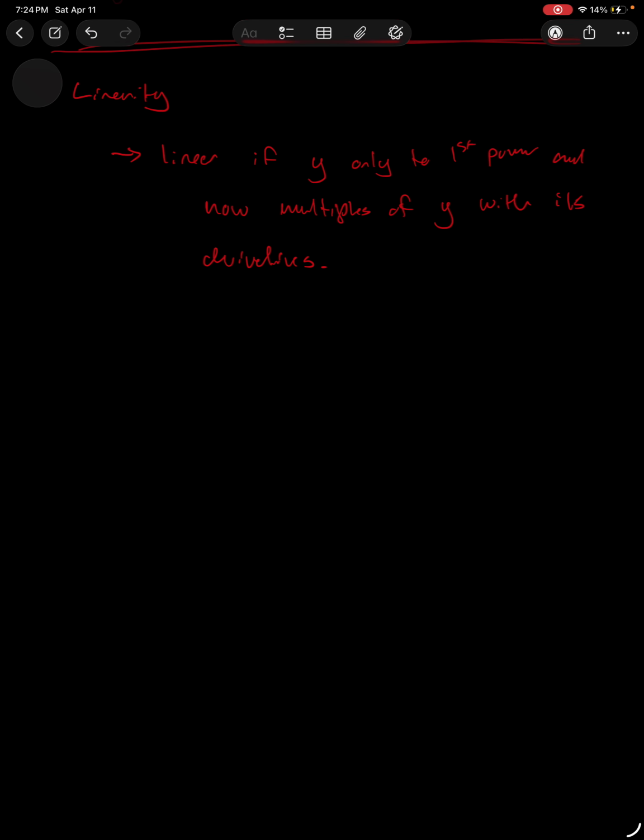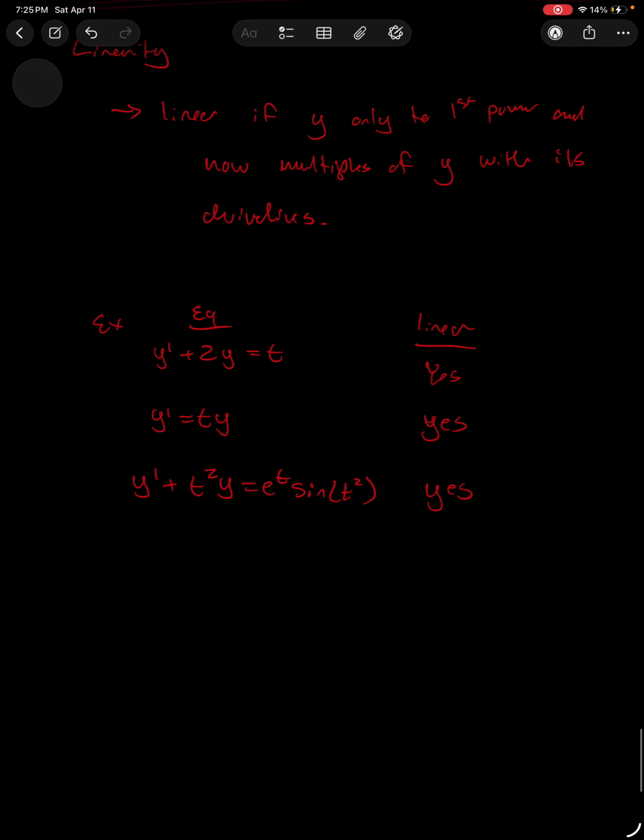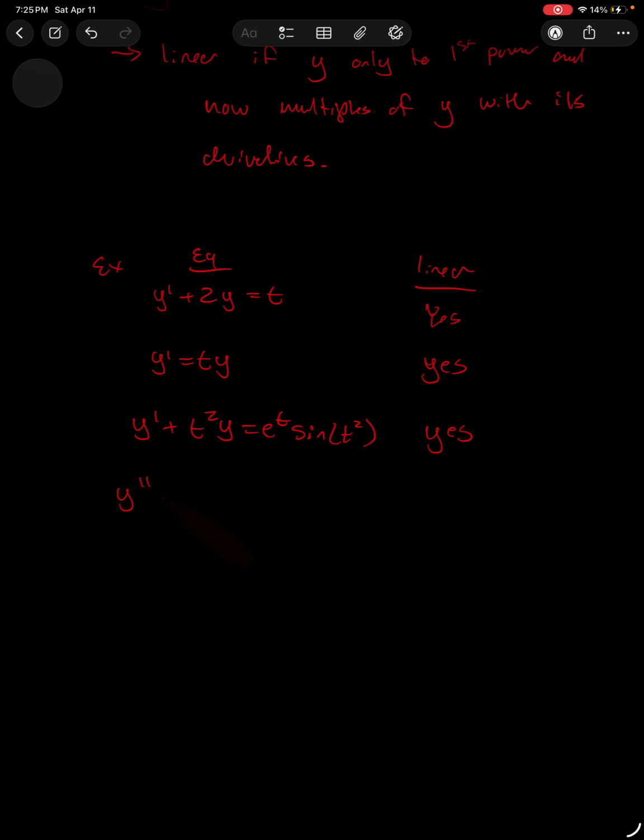Okay, so let's do a few examples. y prime plus 2y equals t. Linear or not? Yeah, that's linear. y prime equals t times y. Linear or not? Yeah. y prime plus t squared y equals e to the t sine of t squared. Linear? Yes. Now, y double prime plus y squared equals 0. Linear? No.